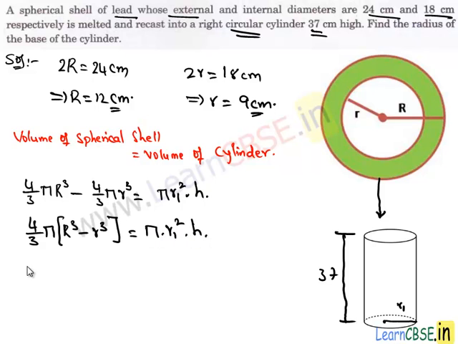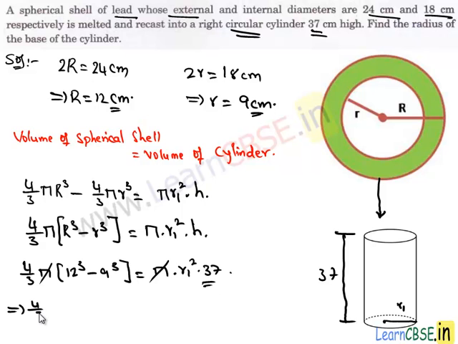Let's substitute their values. Here we have height of cylinder is 37. So on left hand side and right hand side, pi gets cancelled, and it is equal to 4/3 pi. 12 cube is 1728 and 9 cube is 729. And we don't know R1. So we get the equation like this.